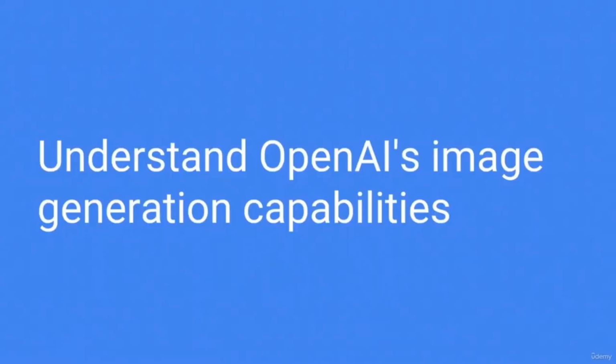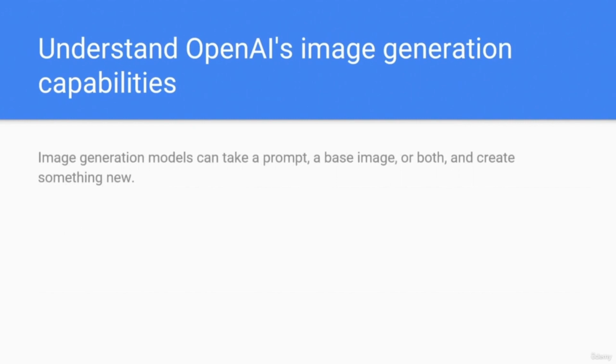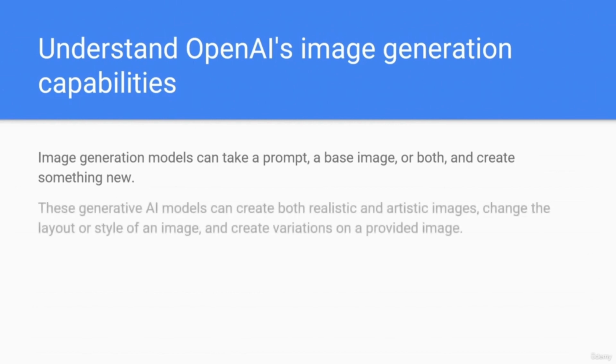Thanks for watching. Understand OpenAI image generation capabilities. Image generation models can take a prompt, a base image, or both, and create something new. These generative AI models can create both realistic and artistic images, change the layout or style of an image, and create variations on a provided image.